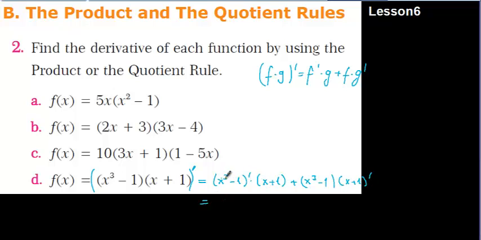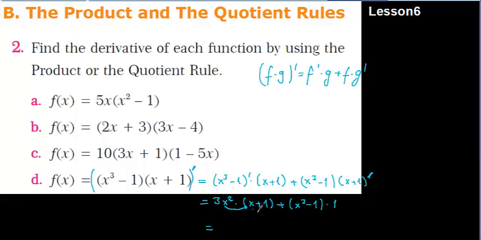For x cubed minus 1, there is a subtraction here, and the derivative of x cubed is equal to 3x squared. The derivative of minus 1 is equal to 0 and it is not written, times x plus 1, and plus x cubed minus 1, which we are not going to differentiate, so I write this expression and apply the derivative to x plus 1. The derivative of x is equal to 1, the derivative of 1 is equal to 0 and is not written.